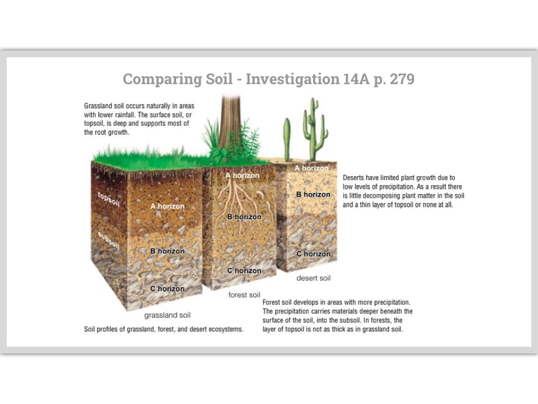Deserts have limited plant growth due to low levels of precipitation, so they don't have much humus on the top layer because they don't have much decaying plant matter. So there's a very thin layer of topsoil, if any.